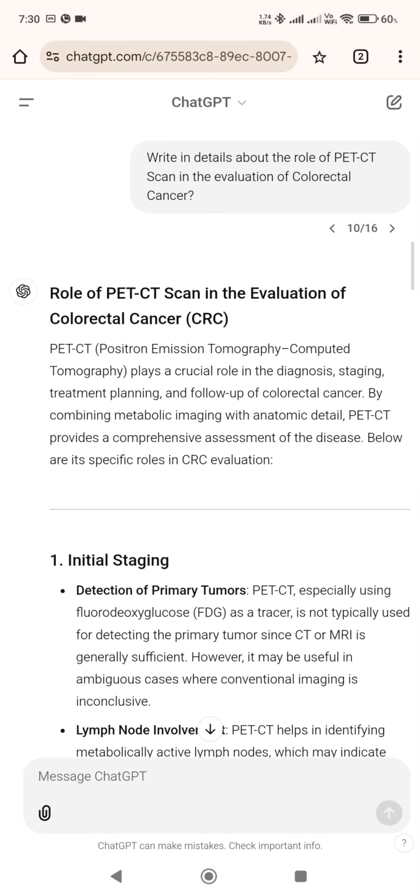Role of PET-CT scan in the evaluation of colorectal cancer, CRC. PET-CT, positron emission tomography computed tomography, plays a crucial role in the diagnosis, staging, treatment planning, and follow-up of colorectal cancer. By combining metabolic imaging with anatomic detail, PET-CT provides a comprehensive assessment of the disease. Below are its specific roles in CRC evaluation.